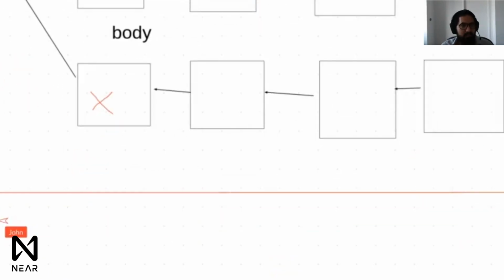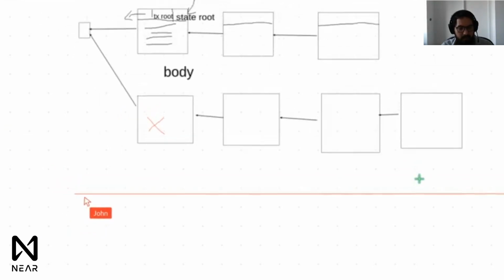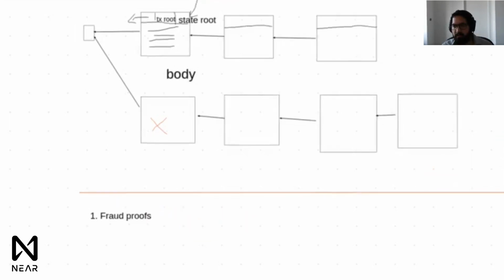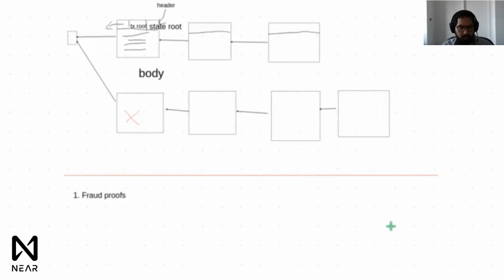Okay, so the first thing we need is one, fraud proofs, and I'm going to talk about specifically the state transition fraud proofs. There's one other scheme for the UTXO data model, but here we're going to talk about the state transition fraud proofs. Okay, so how do they work?